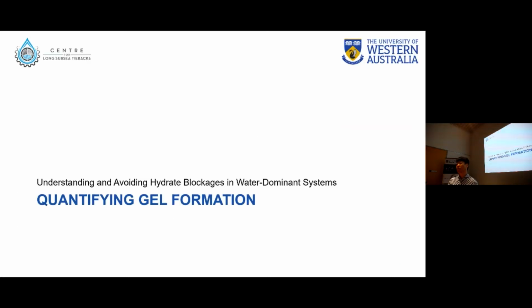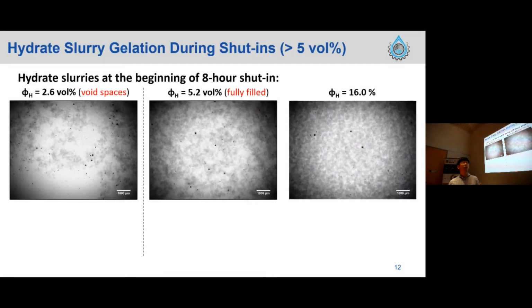First, I'll introduce our data of hydrate slurries, gel-state hydrate slurries during shut-in operations. These are photos of hydrate slurries at the beginning of 8-hour shut-ins. At 2.6 volume percent, there are void spaces, but at 5.2 volume percent, hydrate particles appear to occupy the entire space.